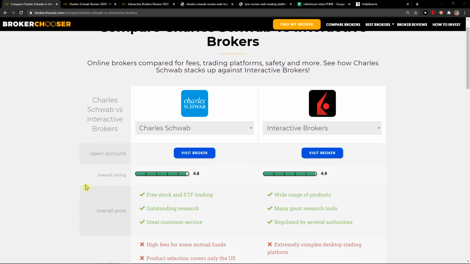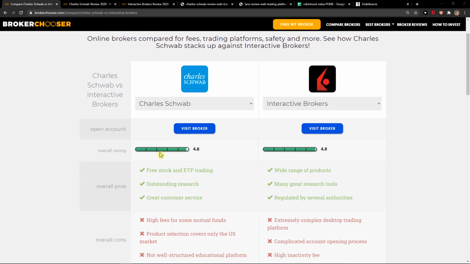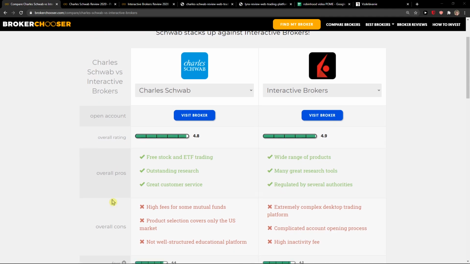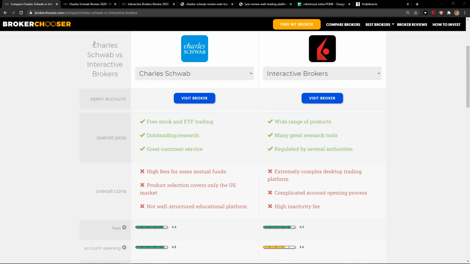So let's start. The first thing I'm going to talk about are fees. Then I will talk about account opening, inactivity fees, withdrawal fees, and also I will talk about the design of the application and safety of both of these brokers. So let's start. First, fees.